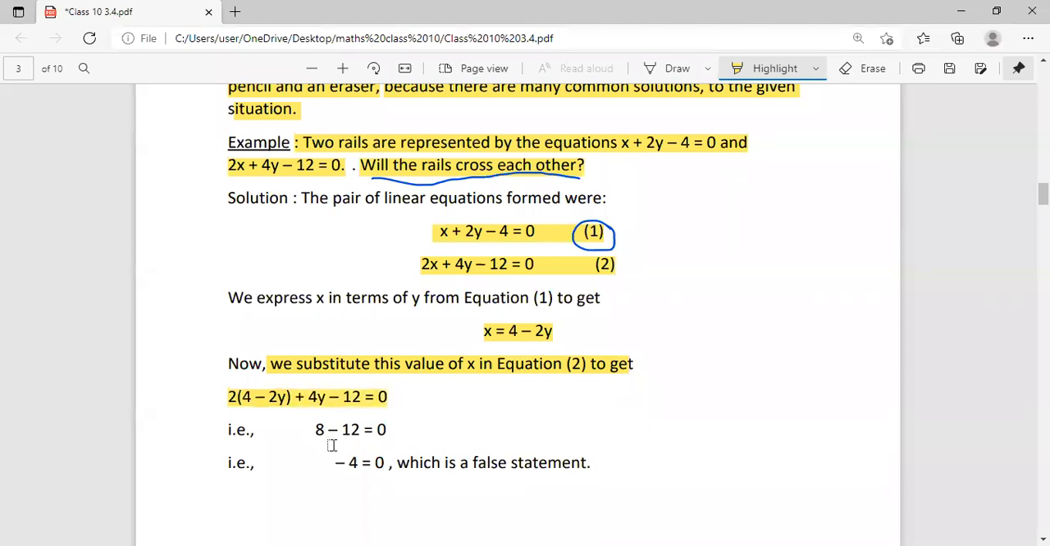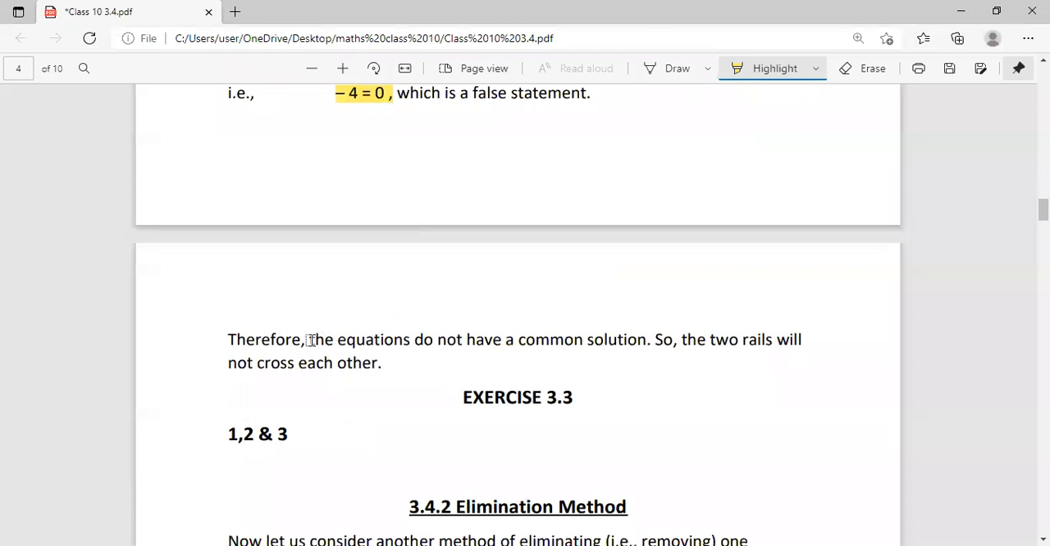And we can see here that minus 4 is equal to 0, which is a false statement. Obviously, any other number is not equal to 0. So we have arrived at a contradiction, which means this pair of linear equations has no common solution.